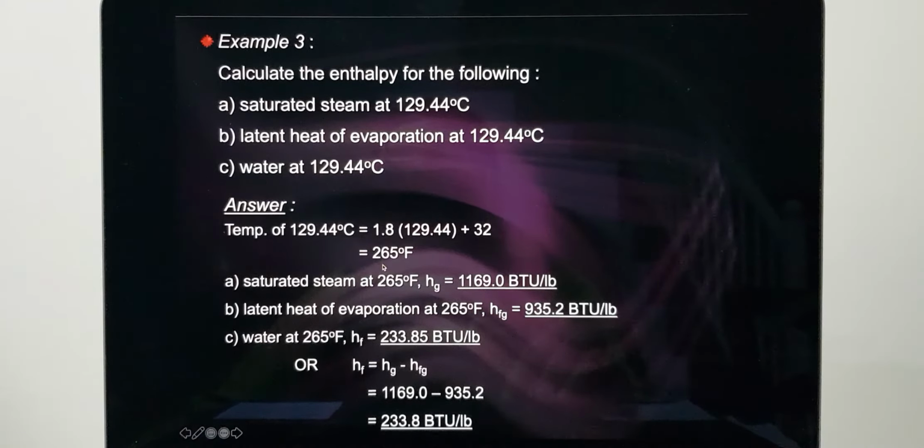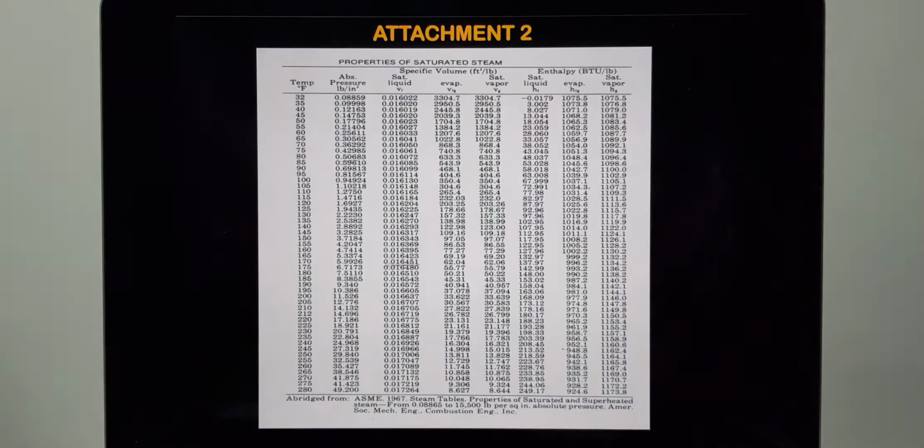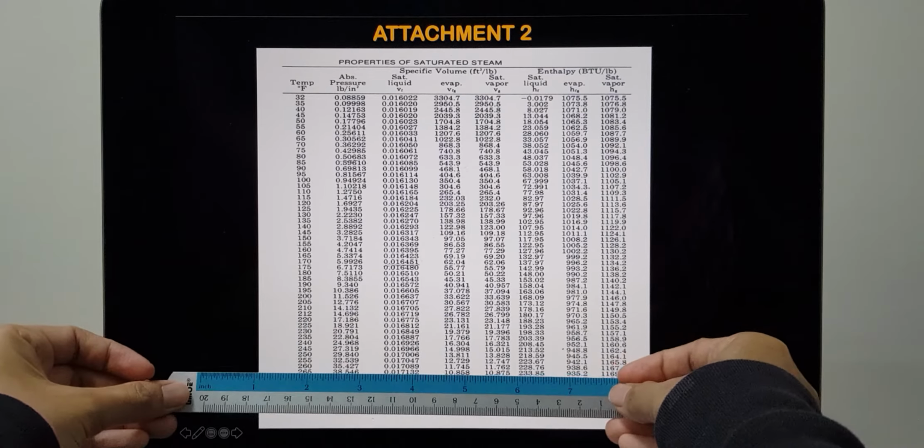Now when we convert the temperature, we will get 265 degree Fahrenheit. Now let's check the temperature in attachment number 2. Do we have 265 degree Fahrenheit? Okay, we have it here. Can you see 265? It's over here.